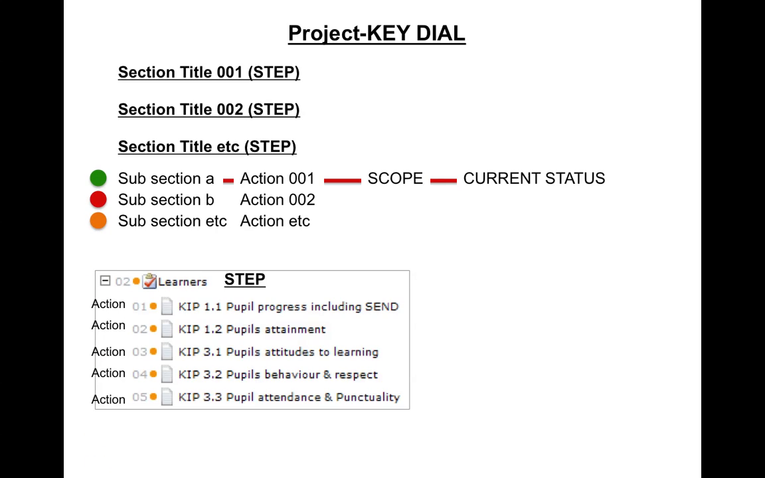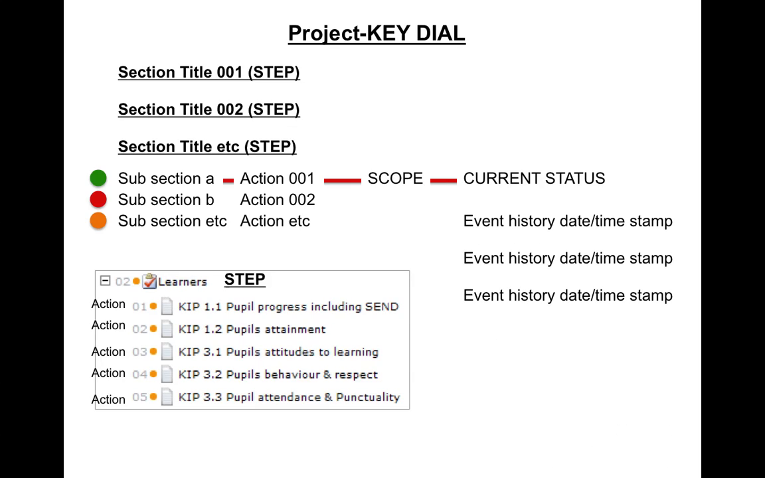Each action can be individually ragged to identify the status of the individual actions. When a current status is appended, the previous current status drops down into the event history, which is date stamped, time stamped and user stamped, so that you end up with a full audit trail of all the transactions and activities within each action.